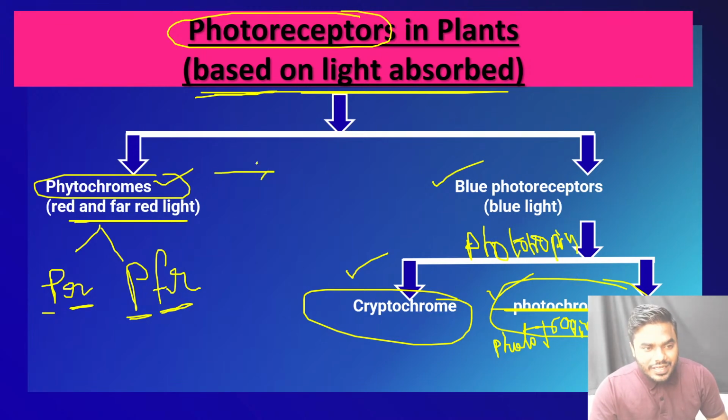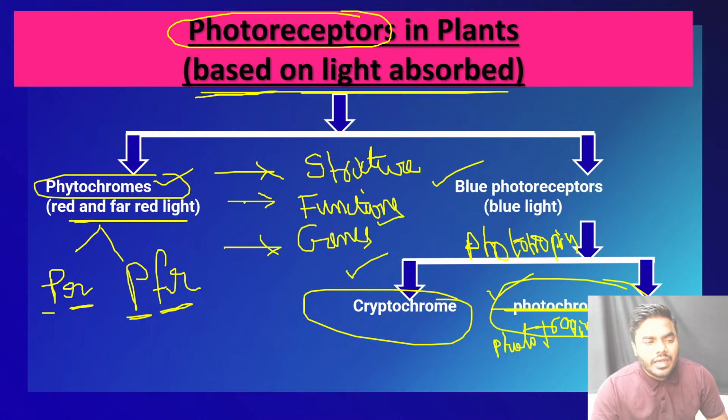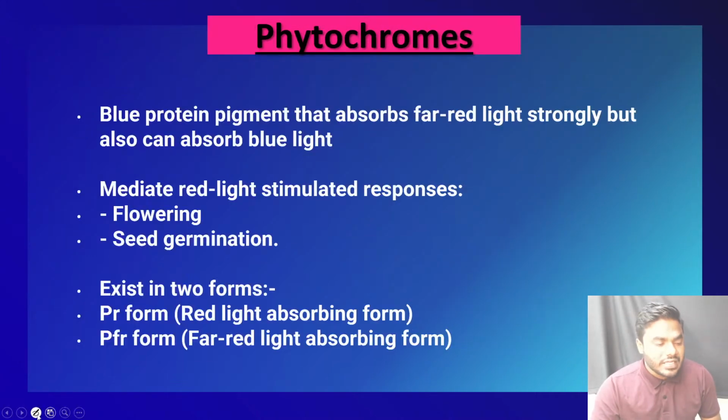Okay, just listen to me carefully. We have to read the structure of these three pigments: cryptochrome, phytochrome, phototropin. We have to read the functions also. Most importantly, friends, the genes that code for these three pigments we have to read. Okay, let's start studying the first type of photoreceptor, that is the phytochrome. Kindly do not forget that.